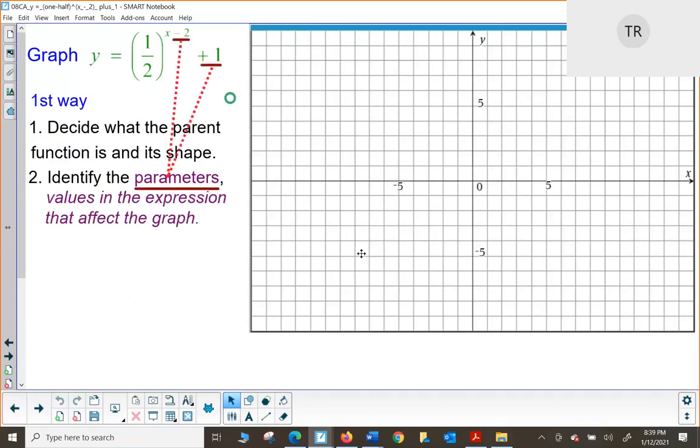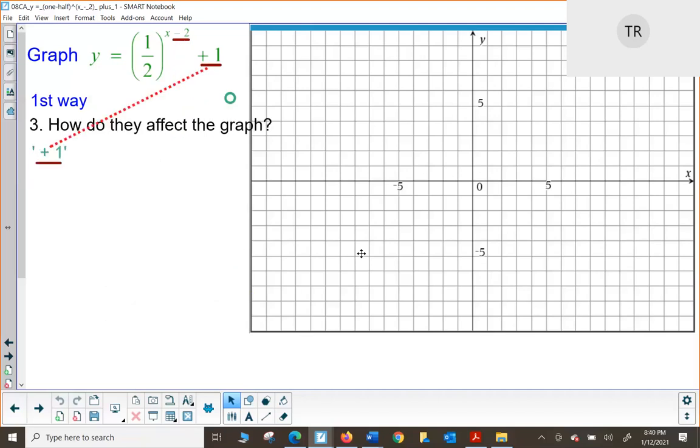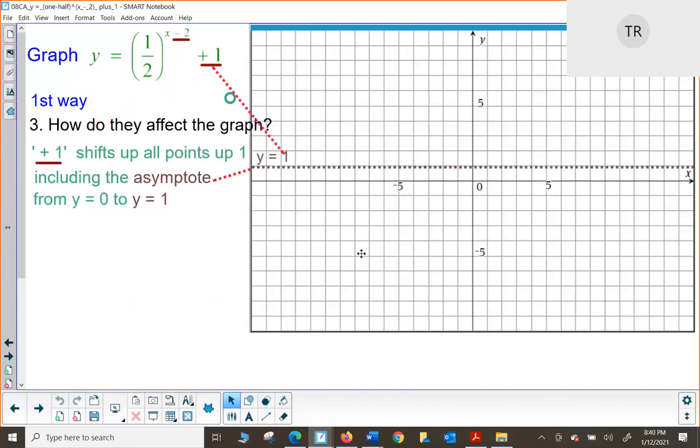In this case, there are two of them, -2 and +1. And how do they affect it? The +1 shifts all the points up 1. It's outside the function, so that's a vertical shift. It also shifts up the asymptote from y = 0 to y = 1. So I'll draw that in. It also shifts the origin up. Normally the origin's at 0, 0, but that's going to affect it as well.